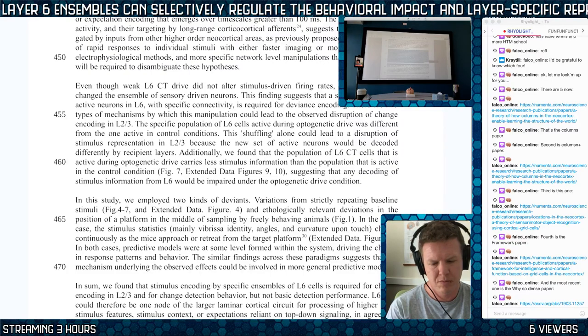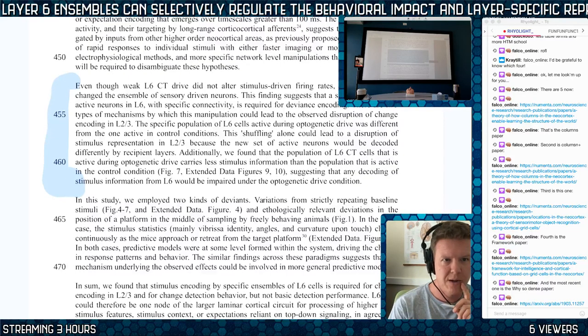And then they said there's two ways this can happen. The specific population of layer 6 cells active during optogenetic drive was different from what was active during control conditions. And so this changing of layer 6 could lead to disruptions in layer 2/3, because, and this is how we would say it, the new set of active neurons would be decoded differently by the recipient layer. So if layer 2/3 is projecting to layer 4, and you change the population in layer 2/3, then you've got to change.